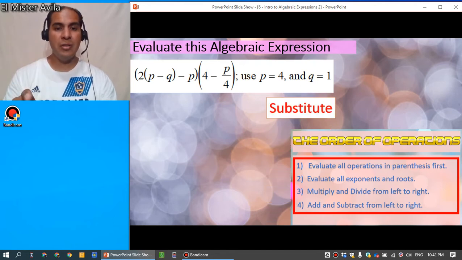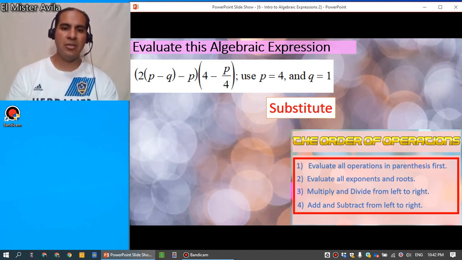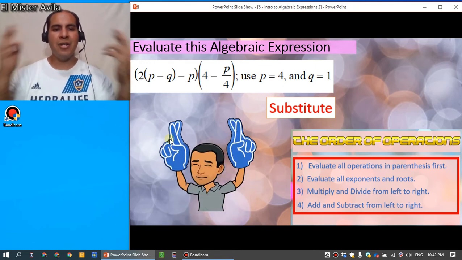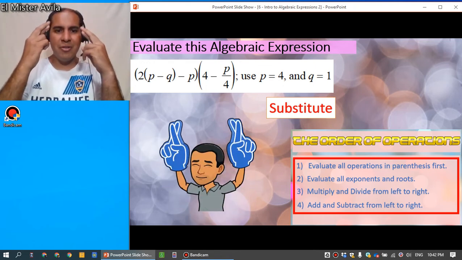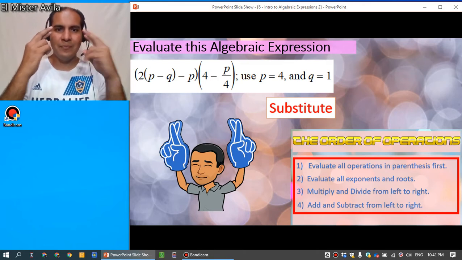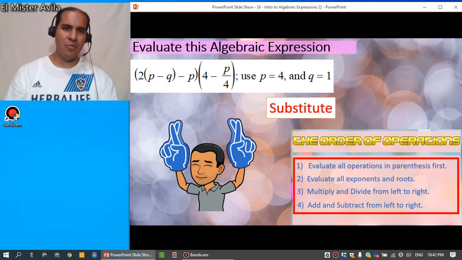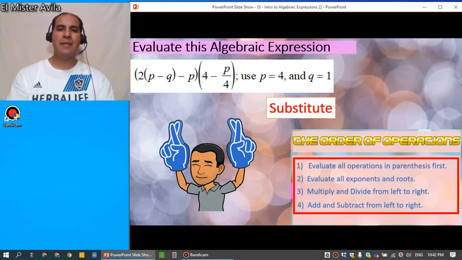Follow the order of operations to see if you can find the value of this algebraic expression. First, substitute, and then follow the order of operations. Good luck. I'm crossing my fingers that you're able to do this. I know you can do it. Pause the video, and when you're ready, unpause, and I'll show you what the answer is. Moving on in 3, 2, 1.